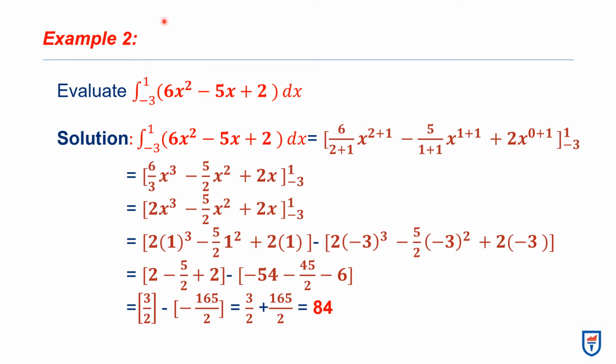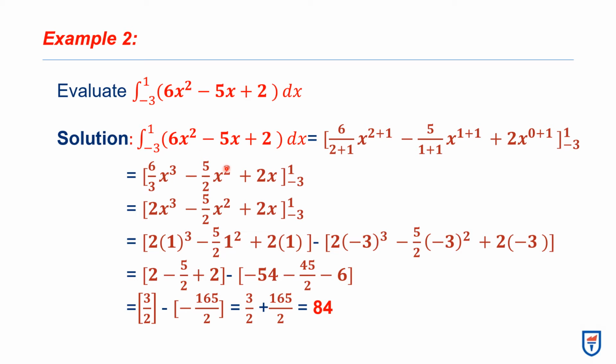Here is our second example, which states: evaluate the integral of 6x squared minus 5x plus 2 dx with an upper limit of 1 and a lower limit of minus 3. When we find the integral of such an expression, we need to integrate term by term. When we integrate our first term, which is 6x squared, we add 1 to the power and then we divide by the total power. So we end up having 6x to the power 2 plus 1 divided by 2 plus 1.